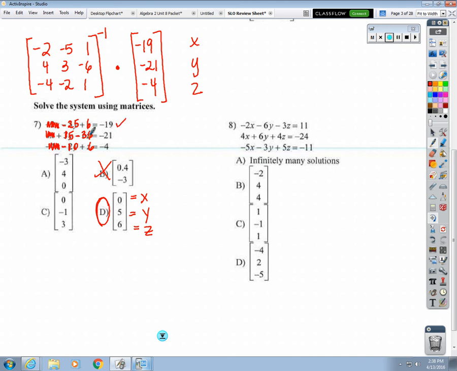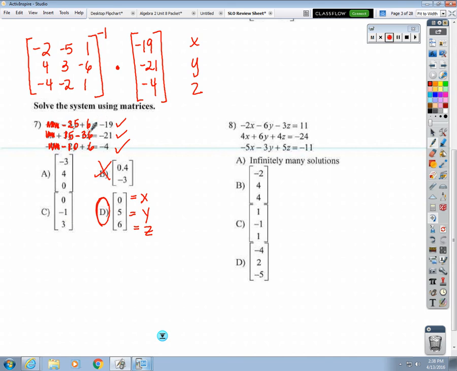15 minus 36. Is that really negative 21? And it's negative 10 plus 6, negative 4. So that's another way you could do it. If you didn't remember how to set it up as a matrix equation, you could just go through, substitute this for x, that for y, that for z, and see if it gives you those. If it doesn't, move on.